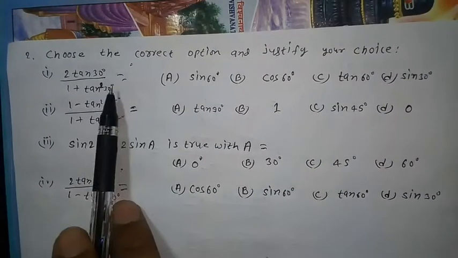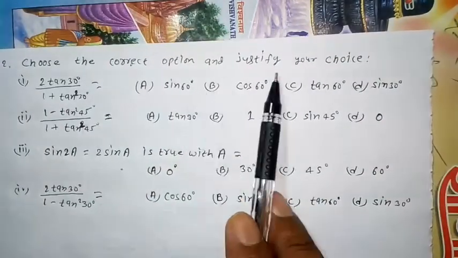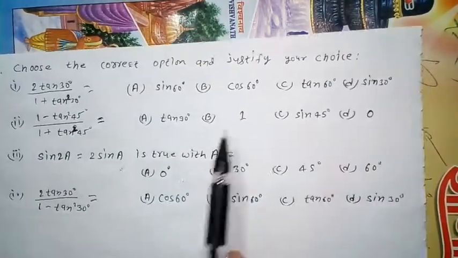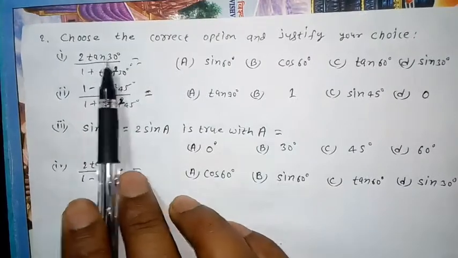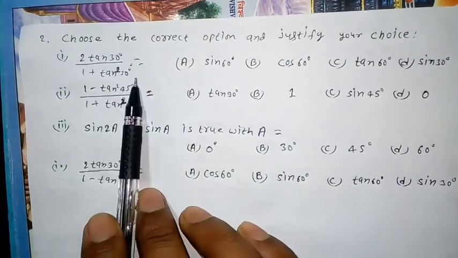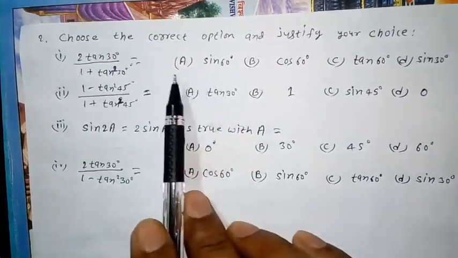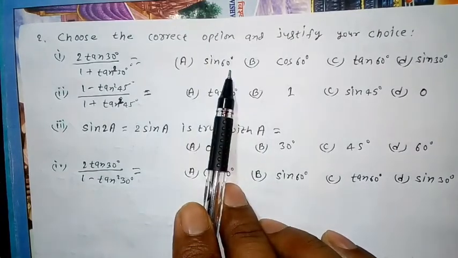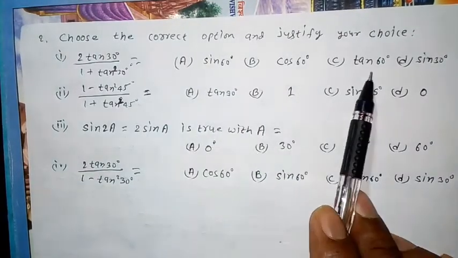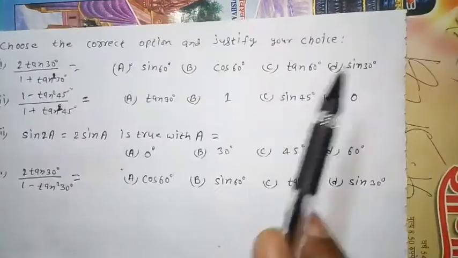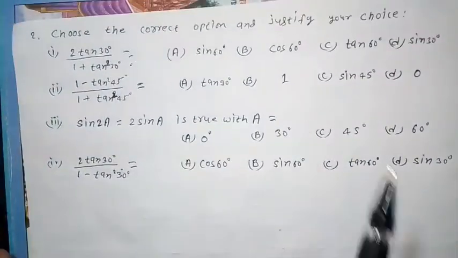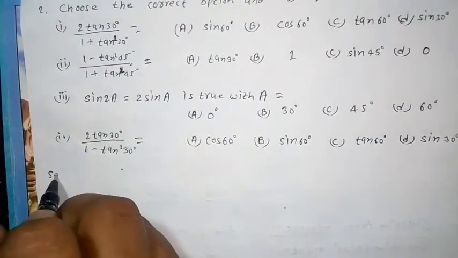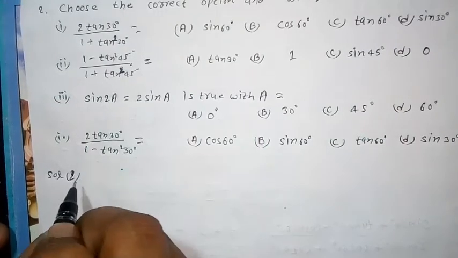Now question number 2. Choose the correct option and justify your choice. The question: 2 tan 30 by 1 plus tan square 30 is equal to what? A, sin 60 degree, B, cos 60 degree, C, tan 60 degree, and D, sin 30 degree. Now I am solving this.